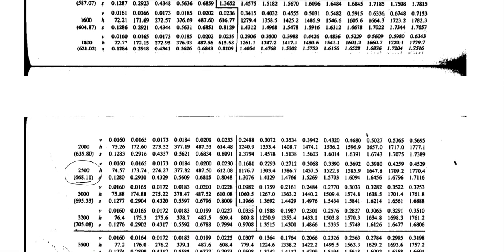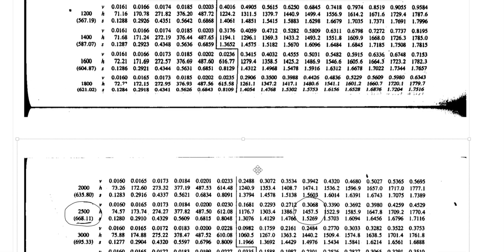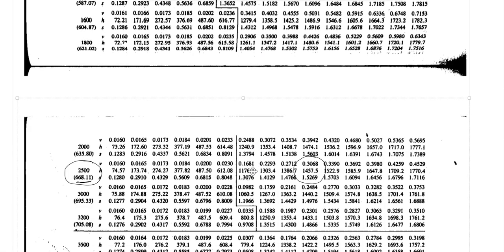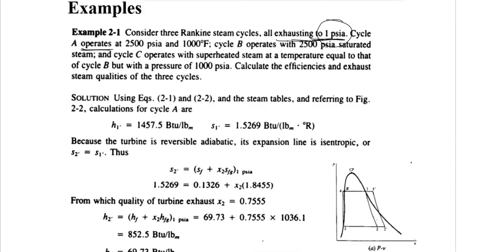That's the temperature at 1000, and that's the value of enthalpy and entropy at 1000 degrees Fahrenheit. So we have got the enthalpy, which is 1457.5, and the entropy, which is 1.5269. Coming back to the question, that means enthalpy would be 1457.5 BTU per pound mass, and the entropy is 1.5269 BTU per pound mass degree Rankine.